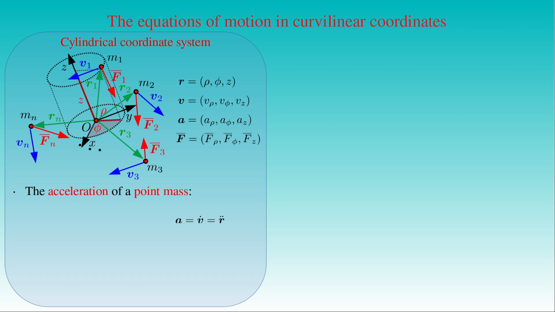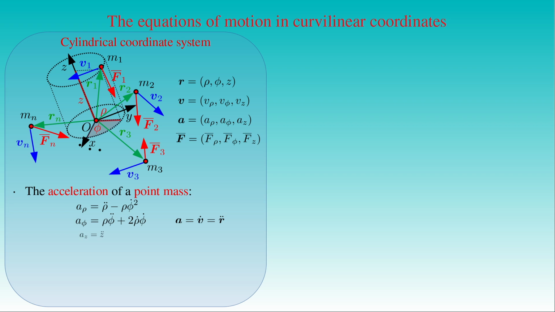When we studied kinematics, we determined the components of the acceleration of a point mass in a cylindrical coordinate system. We found that the radial component of the acceleration a is given by the second-order time derivative of the radial distance ρ, minus ρ times the square of the first-order time derivative of the azimuthal angle phi. The azimuthal component of the acceleration is equal to ρ times the second-order time derivative of phi, plus 2 times the first-order time derivative of ρ times the first-order time derivative of phi.